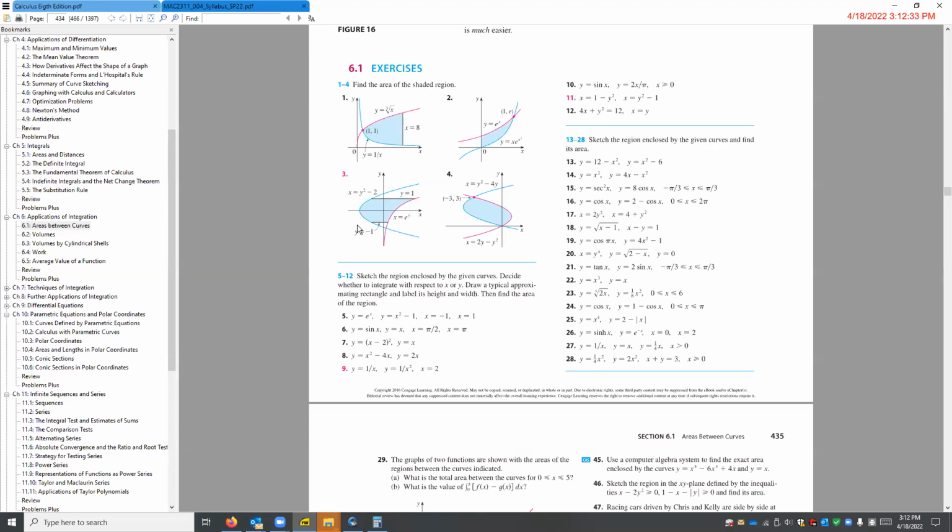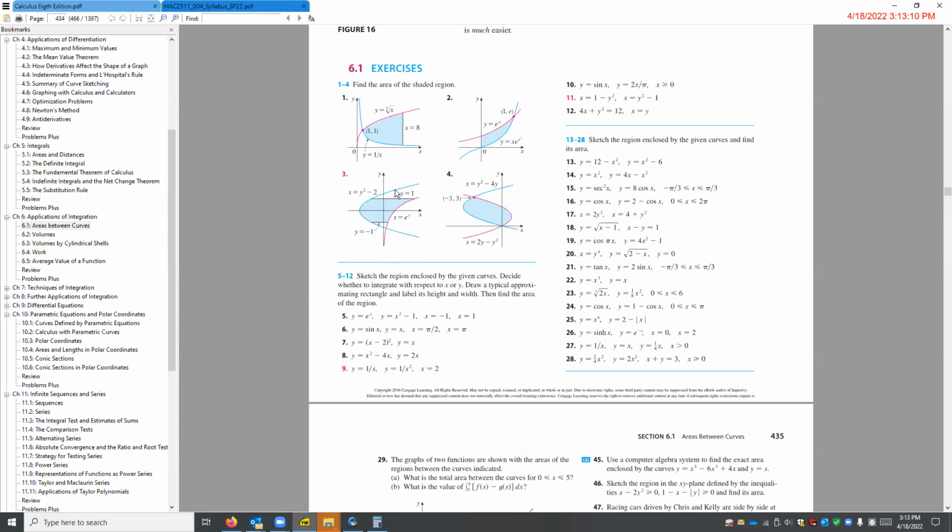All right, let's take a quick peek here. So this guy, number 3, would we do this with respect to x or with respect to y? Is there a well-defined upper curve and lower curve, or is there a well-defined right curve and left curve? Could you do it either way? I think this one we necessarily need to do with respect to y. So this red curve here would be our right, and the blue curve here would be our left.